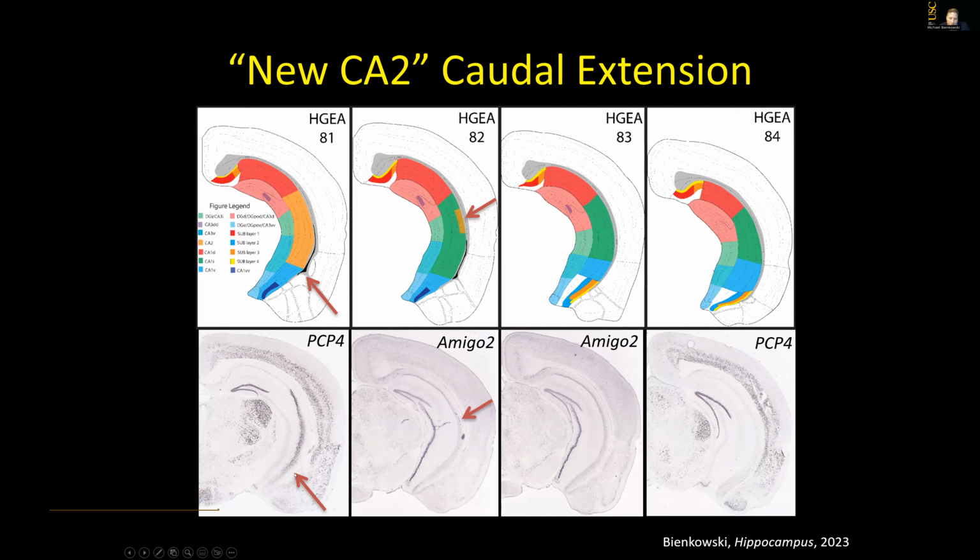And the question for me was, how far ventral does the CA2 go? You can see the PCP4 here. How far does this boundary go? Does it go all the way to the ventral tip? I don't think it does. I think that the ventral boundary of CA2 is somewhere around kind of adjacent to where the dorsal endopiriform nucleus is, somewhere around this level here.